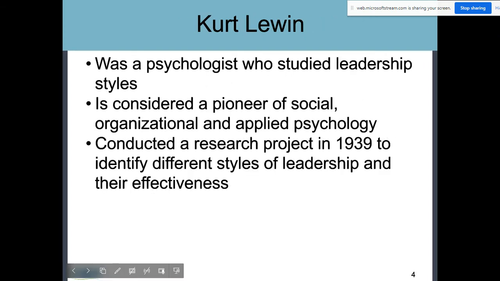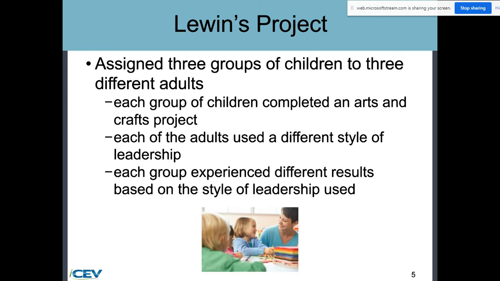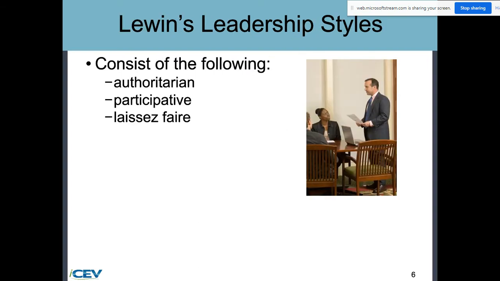Okay. So the first style that we're going to talk about is from Kurt Lewin. He's a psychologist who studied leadership styles, considered a pioneer of social, organizational, and applied psychology. He conducted research in 1939 to identify different styles of leadership and their effectiveness. His project was to assign 3 groups of children to 3 different adults. Each group of children completed an arts and crafts project. Each of the adults used a different style of leadership, and each group experienced different results based on the style of leadership used. Could you kind of guess that?